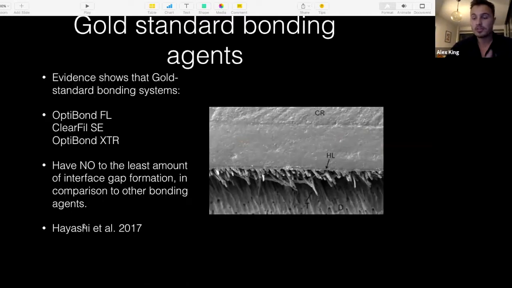So if you want a strong hybrid layer with a predictable dentine bonding strength, at least the same as enamel or greater, with a reduction in gap formation in your hybrid layer. So strong bonding, no leakage, we need to be using gold standard bonding agents. And this is the most important part. This is what you're sticking a restoration to the tooth. And this is the complex bit.